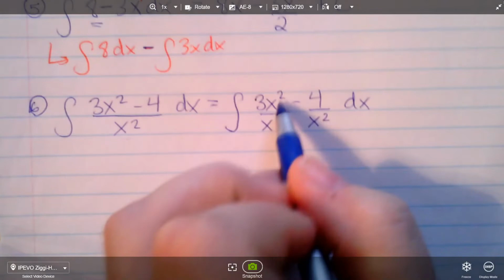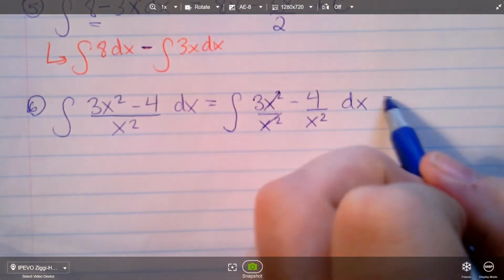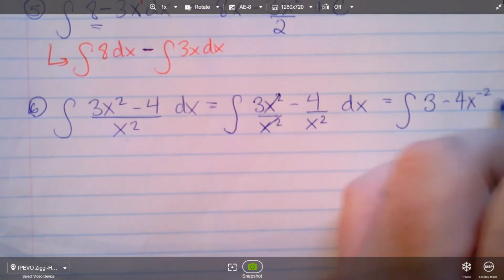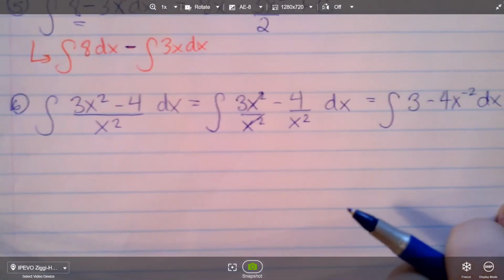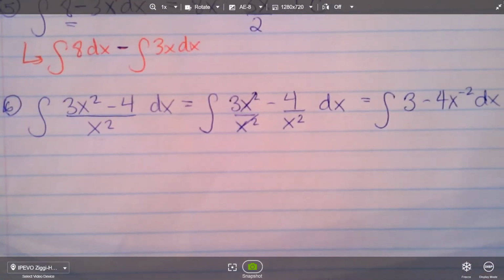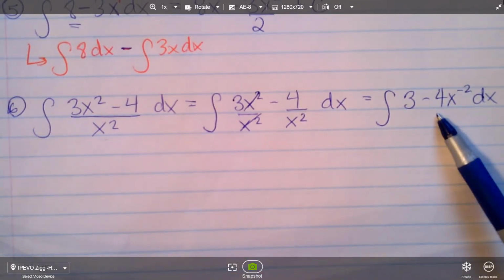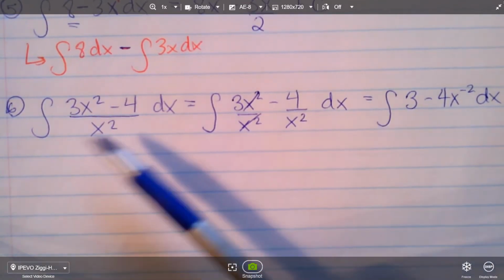When I split them, and I simplify, things start to look more and more like a power rule. The x squareds cancel, the x squared on the bottom can move to the top to be negative, and suddenly something that didn't look at all like a power rule looks like exactly what I need. Okay, so they might require some simplifying at the beginning.